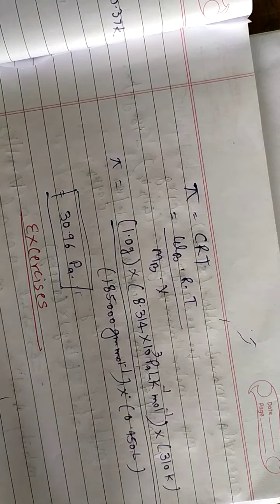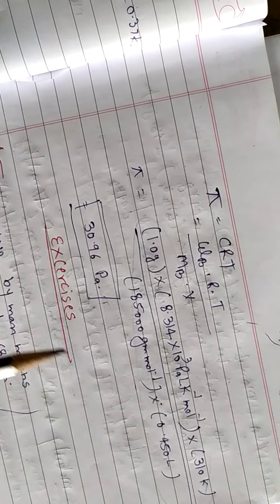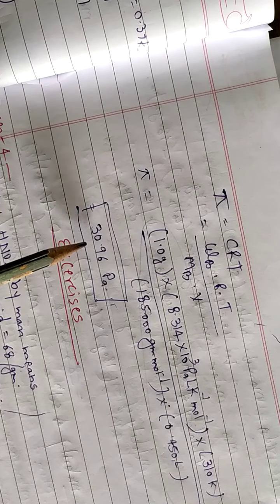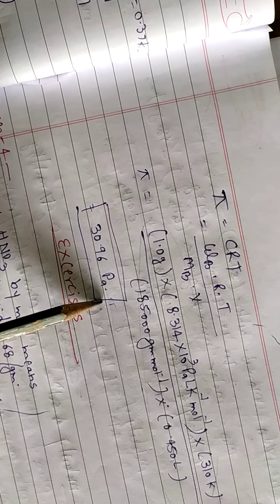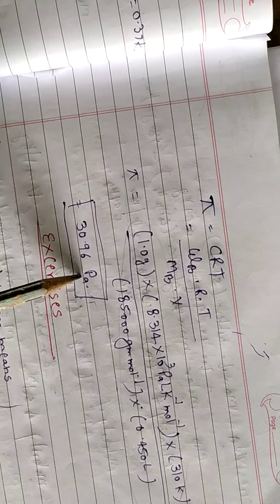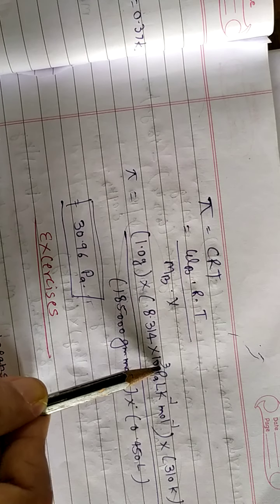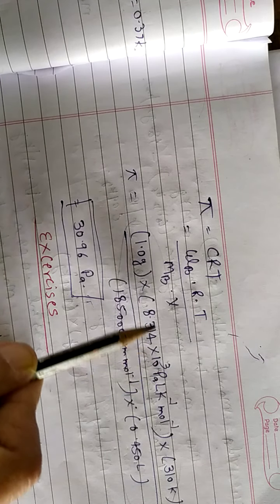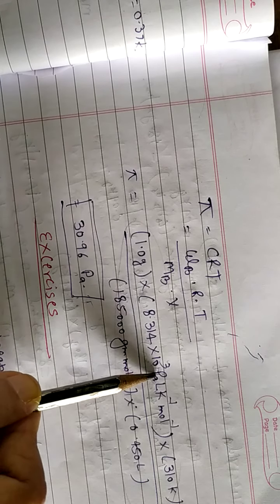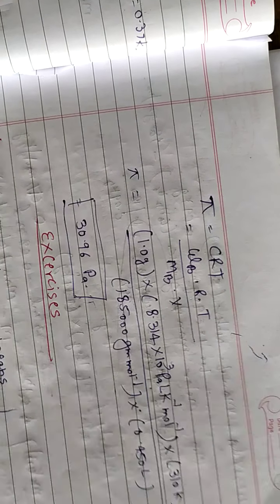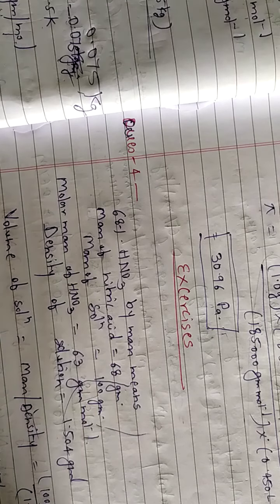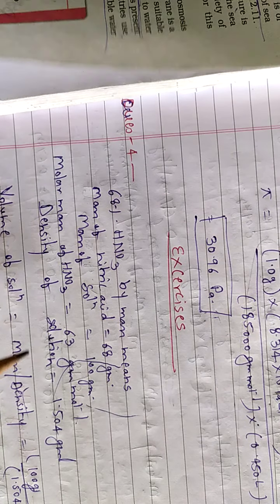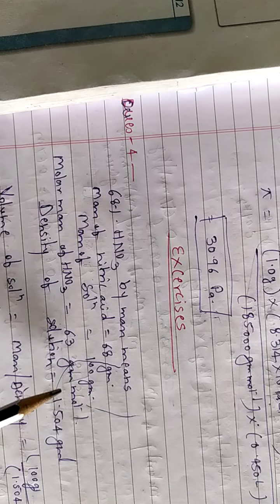So after calculating all this, you are getting 30.96 Pascal. Because we are calculating in Pascal, it is into 10 to the power 3, that is why the multiplication of the R value was used. So here is our solution. Students, we have completed the in-text question 2.12.